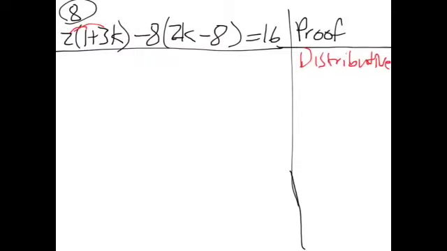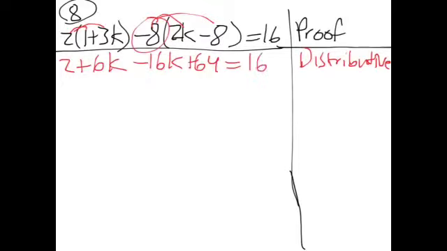So the distributive property: distribute this 2 through, you'll get 2 plus 6k. And then distribute this negative 8 through, you'll get negative 16k, and then plus 64 equals the 16 on the right side, nothing there. And now let's combine like terms. Sheesh, man. It's actually kind of hard to write on these. Like terms.